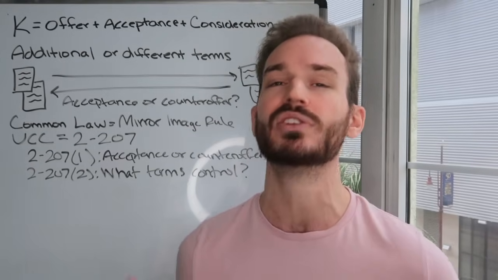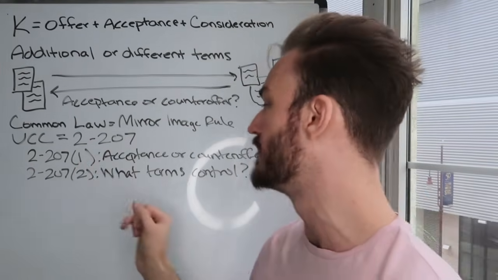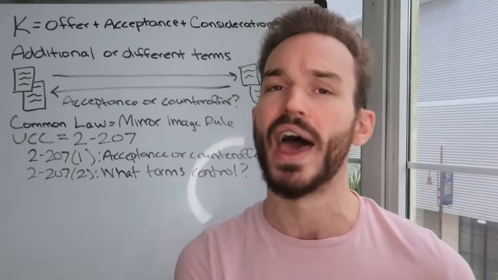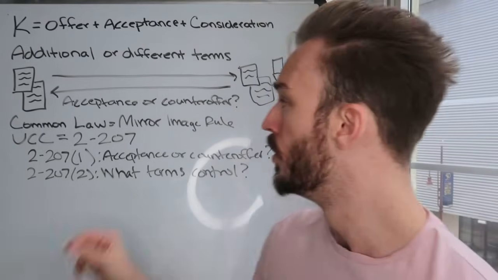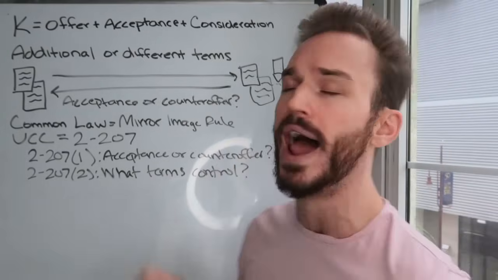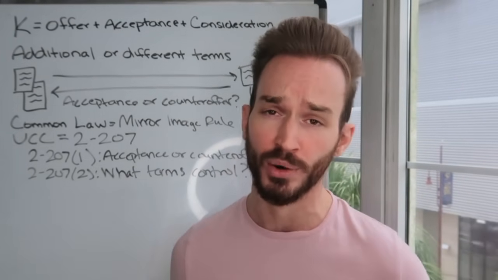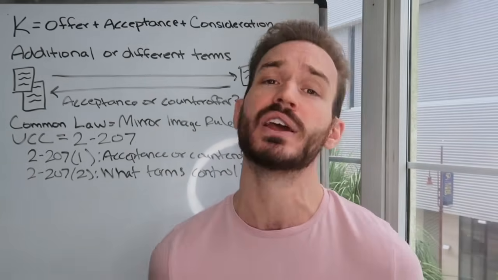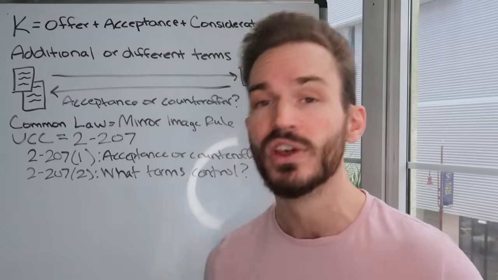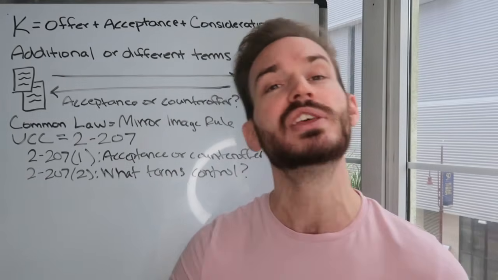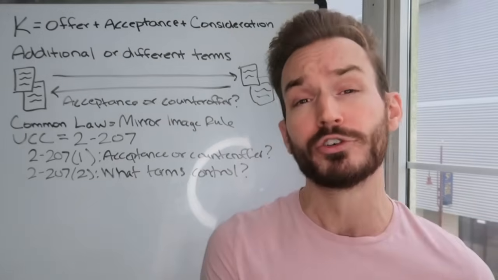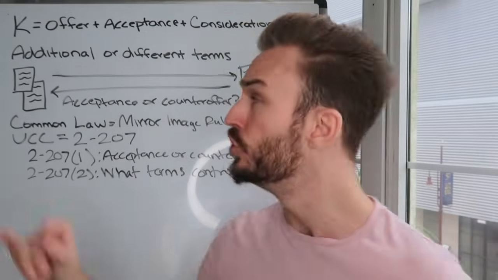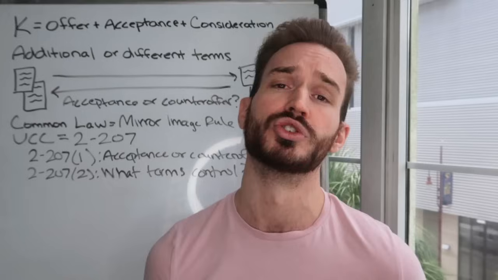So I know that was a mouthful. All that UCC 2207-1 is saying, cutting through the exact language of the statute, is we're going to allow the offeree to add some additional or different terms. That's fine, and it can still be an acceptance unless the acceptance is expressly conditioned on the offeror's assent to the additional or different terms.